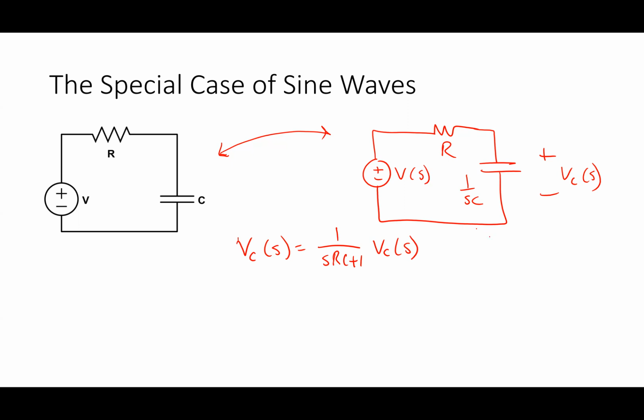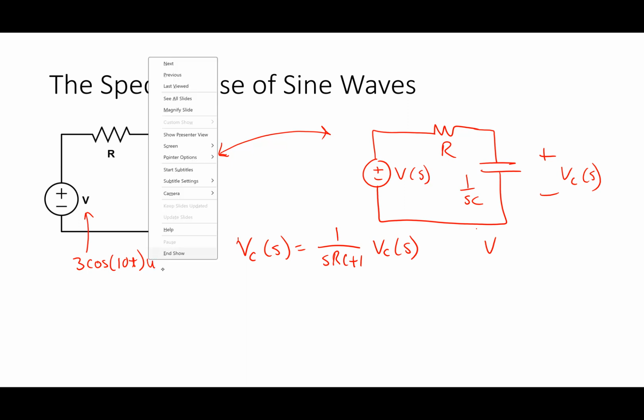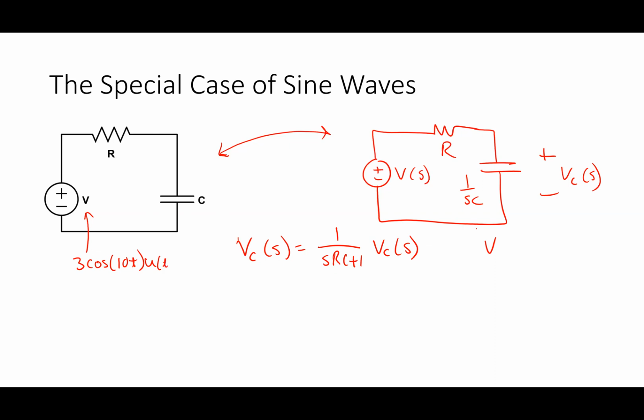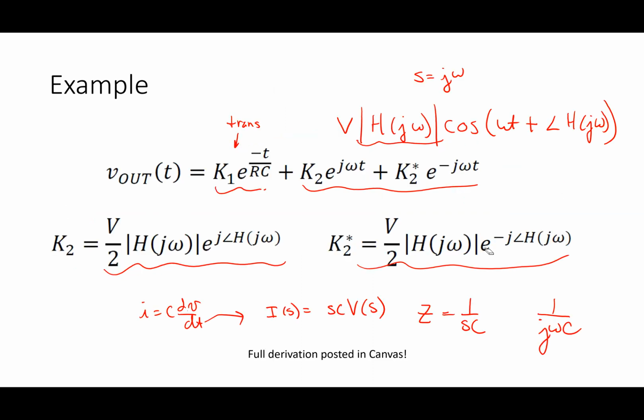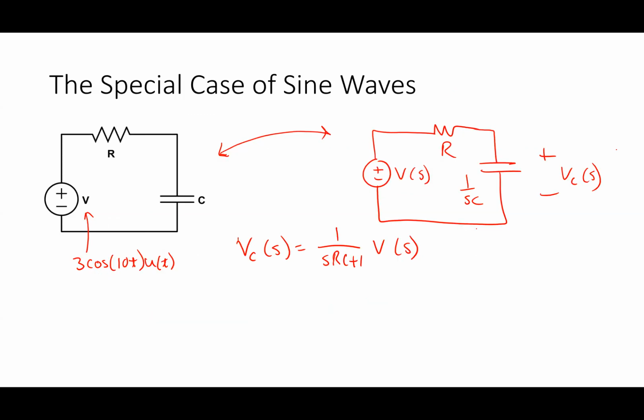Now let's just say, for the sake of argument, that this input here was 3 cosine 10t, and we applied it at time t equal to 0, so we multiply that by u of t. So let's call that our input. And sorry, that should be not V sub C of s, but that should be V of s. What this is telling us is that if I am interested in the steady state result, this here is the steady state result.